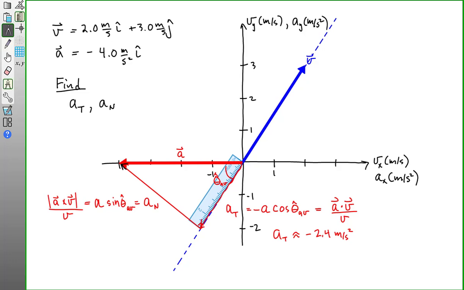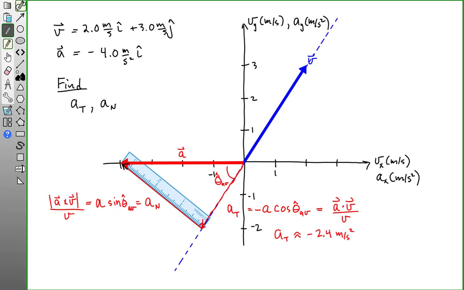Let's now measure the normal component to see what value we get. So measuring the normal component, I get the normal component of acceleration to be about 3.2 meters per second squared. Okay, so this is a good sketch. It's a good start. Let's go ahead and do some math now to see what we actually get.